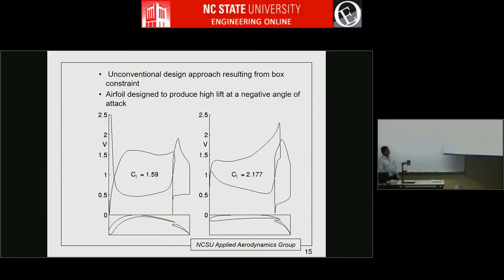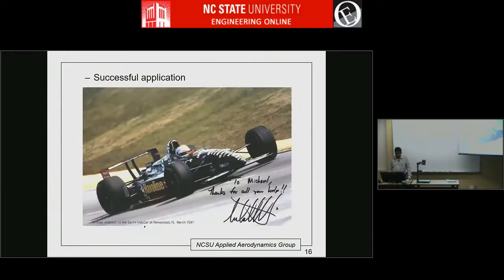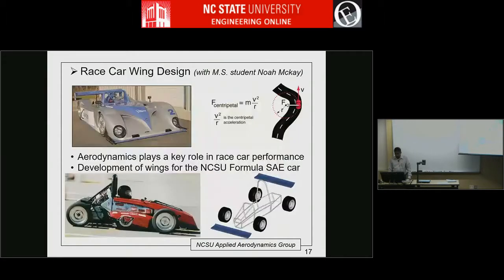So it ended up that because you have this box constraint, you can't design a very highly cambered airfoil for this application. The better way to design an airfoil is something like this. Even though it doesn't look like a very high lift airfoil, it has to work inside the rules, right? So that was the problem. If you didn't have these rules, something like this would be really good. So some of our work resulted in the airfoils being used on some race cars, and that was nice.